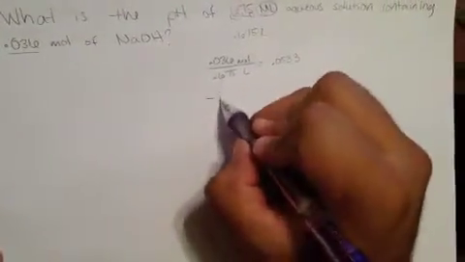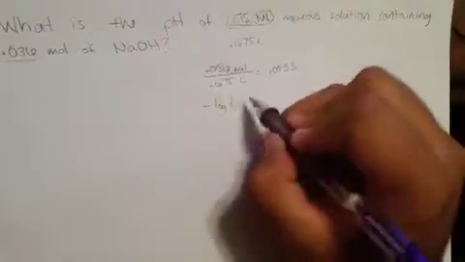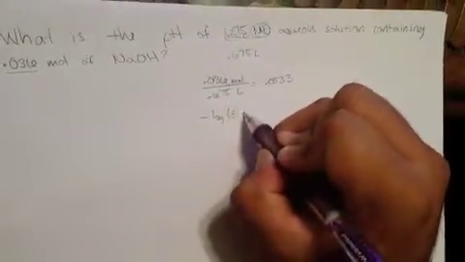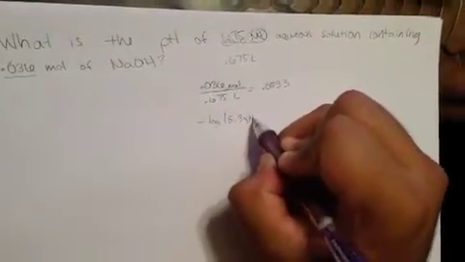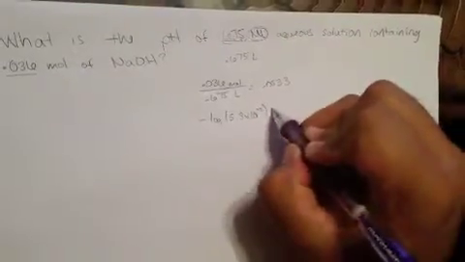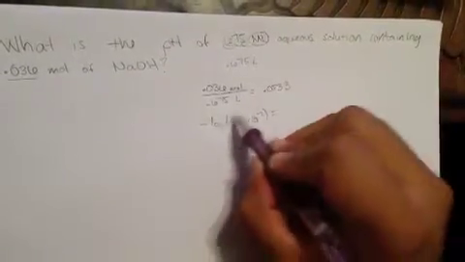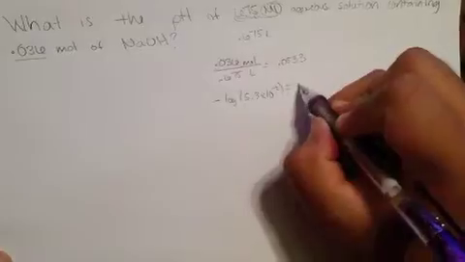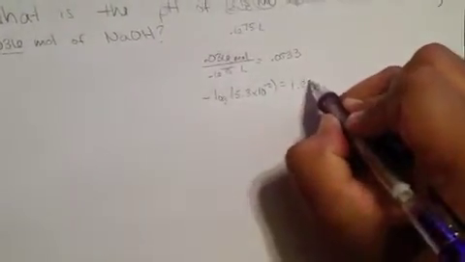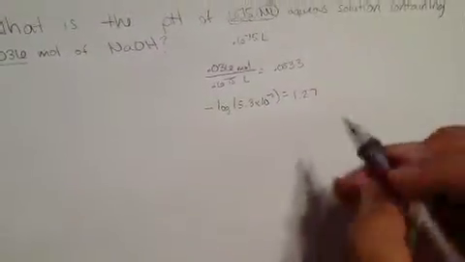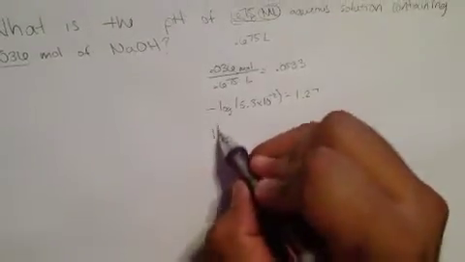Now, getting the negative log of that, just convert it into scientific form, it gives you 1.27. Now you gotta be careful, you're not done yet. You have to subtract it from 14.